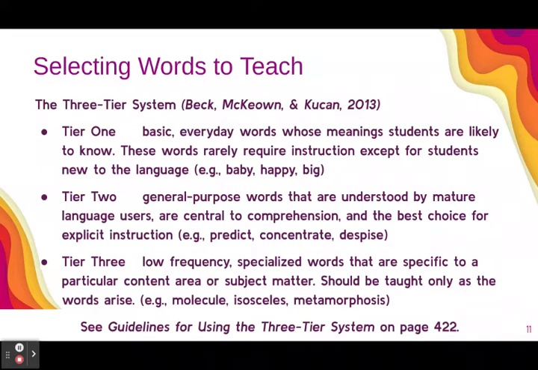Tier 3 words, you can also have them: molecule, isosceles, metamorphosis. They're very specific vocab words, but they're very low frequency. So you're going to want to have the most tier 2, and then you can sprinkle in some tier 3. If you have children who are still learning English, Tier 1 may be very appropriate for them, or children who are behind. But when you're selecting words, you're really hitting those Tier 2 hard and sprinkling in Tier 3, and then knowing your readers, you may have to bring in a few Tier 1.